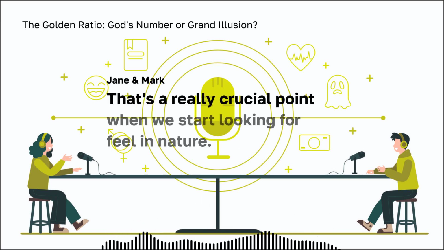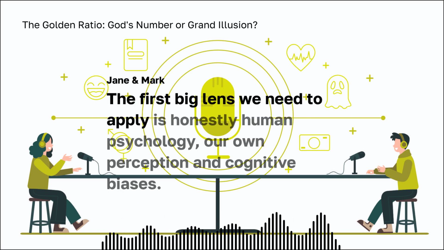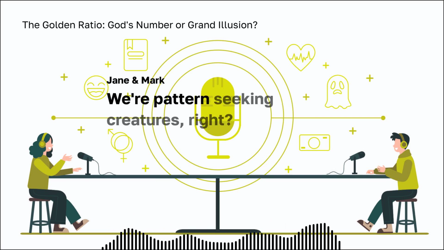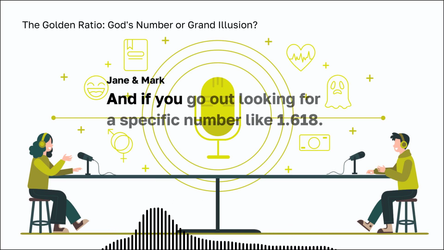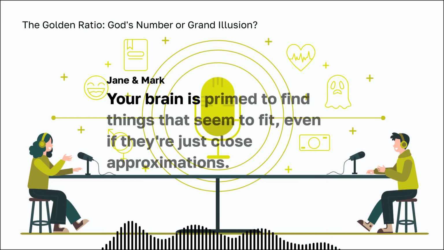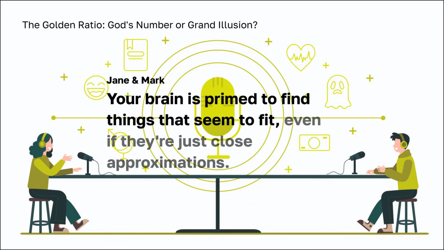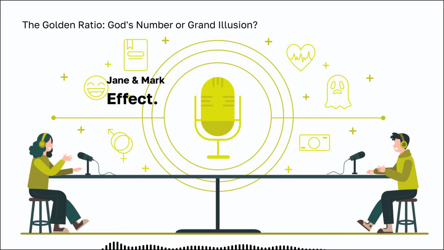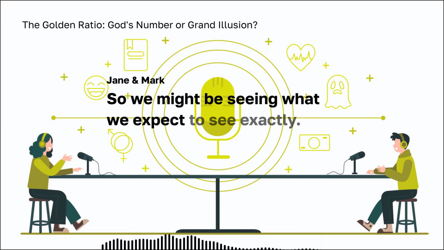That's a really crucial point. When we start looking for phi in nature, the first big lens we need to apply is, honestly, human psychology: our own perception and cognitive biases. We're pattern-seeking creatures, right? And if you go out looking for a specific number, like 1.618, your brain is primed to find things that seem to fit, even if they're just close approximations. It's that seek and you shall find effect. So we might be seeing what we expect to see.